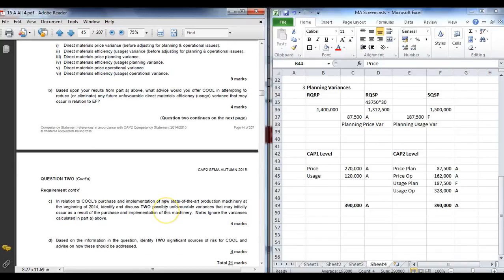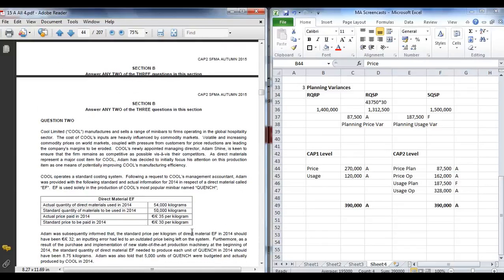Finally then part D, which is more of a risk management question. Identify 2 risks, and it's important here, particularly at the SFMA, students have poor exam technique in that they don't find and advise how they could be addressed. So it's not just identify, you need to advise. So it's probably 1 mark identify, 1 mark how to address it for 2 risks. So this should be relatively straightforward from the question.